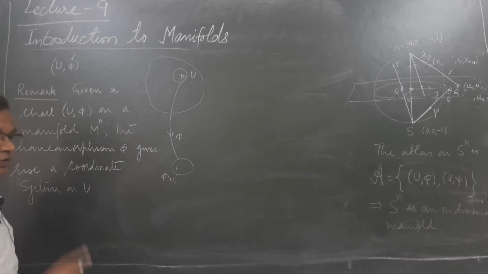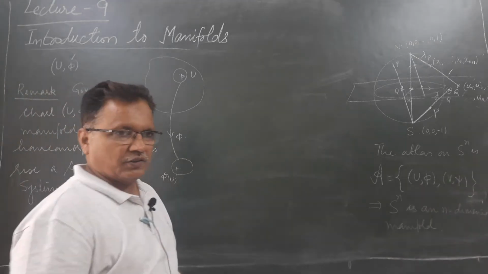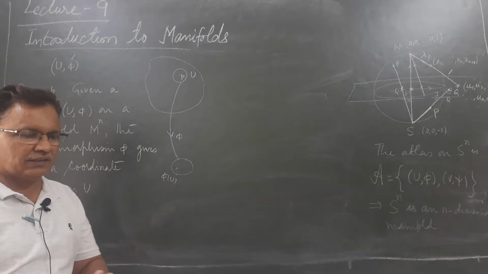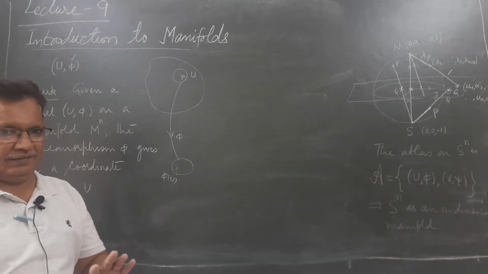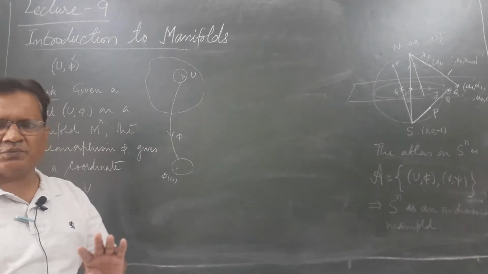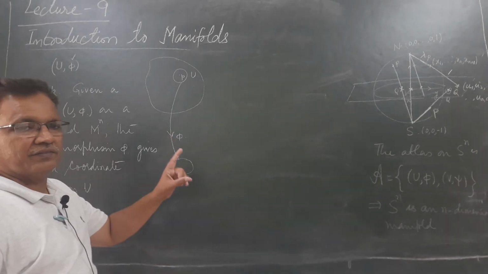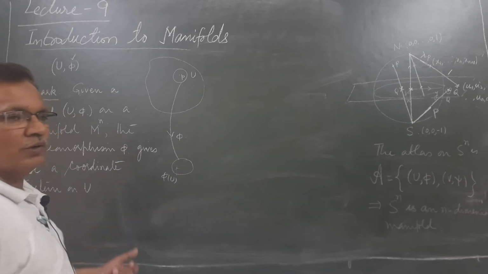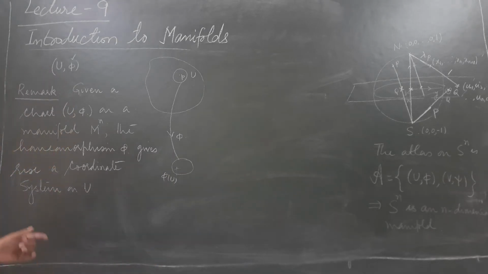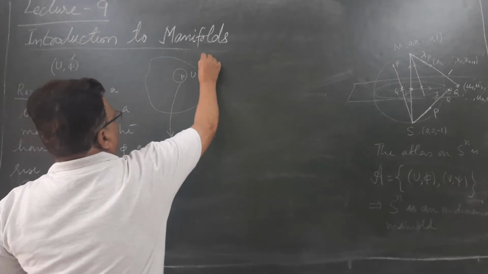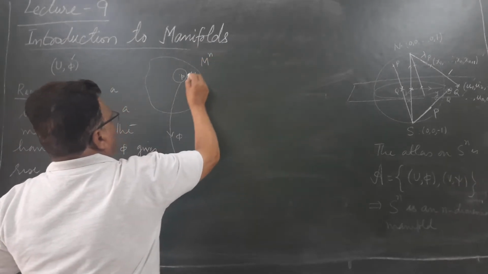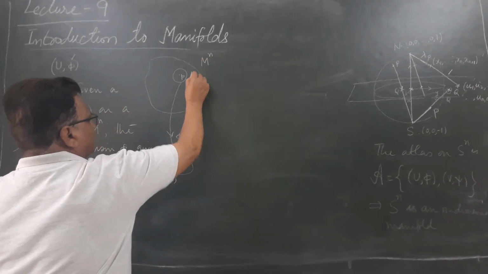We call it a local coordinate system because global coordinates are available only on Rn. On an arbitrary topological space, we cannot talk of coordinates, but if it is a manifold, there will be some local coordinates. How they come, that I will explain. So given a chart, one can obtain a local coordinate system. Look at this picture. This is our manifold M, and I have considered a chart (U, phi).